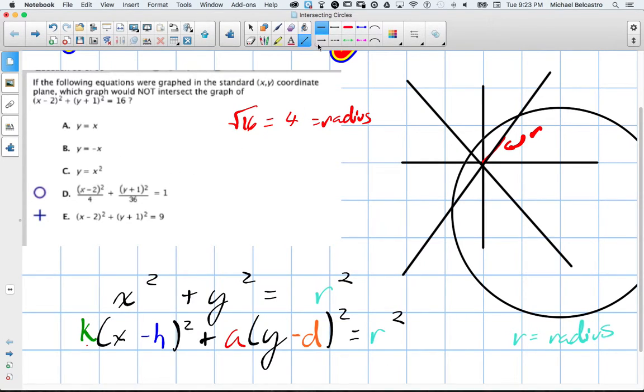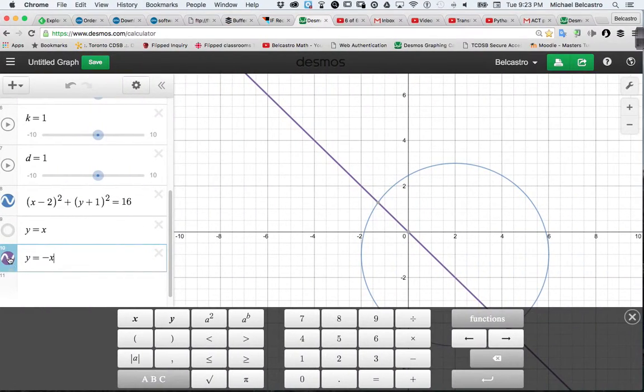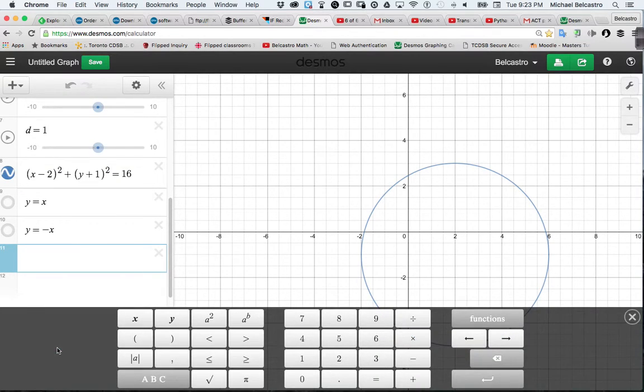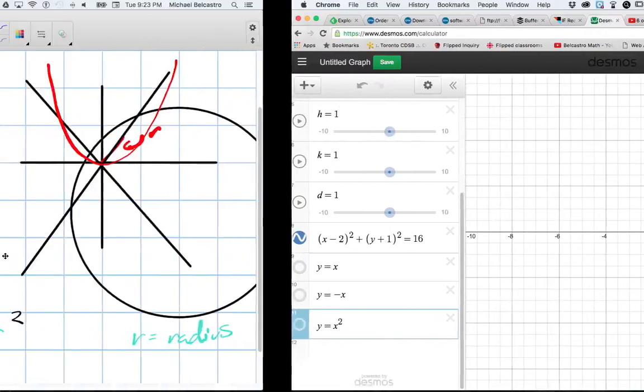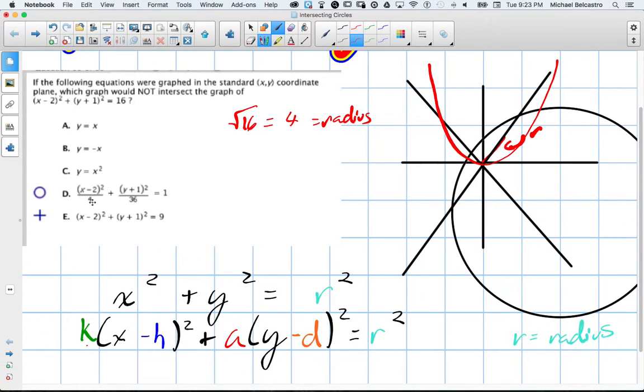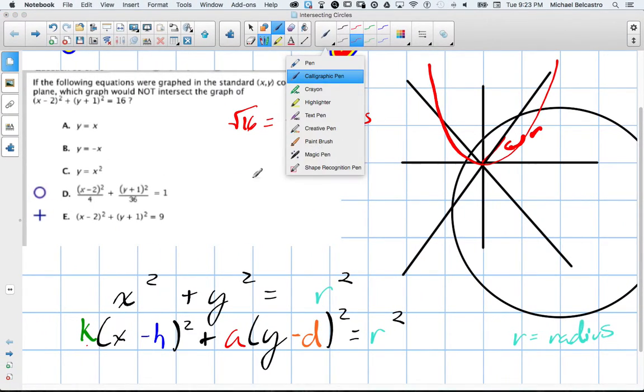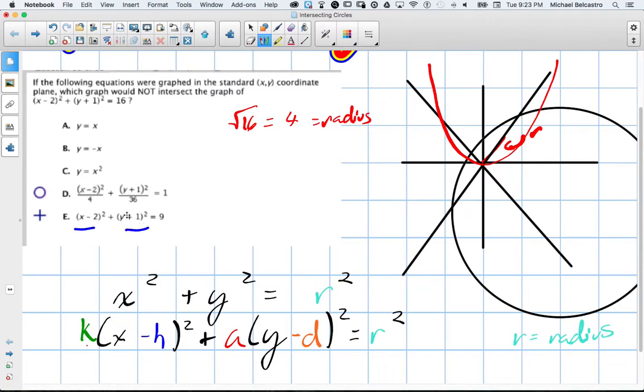Y equals x squared is a parabola at the origin. So it's going to, again, cut through because we know this circle touches the origin. Just to prove it, we'll use it here. Y equals x squared. Yep, cuts through. And then this circle here. So here we are, getting into essentially two sets of circles, like the ones we were working with before.